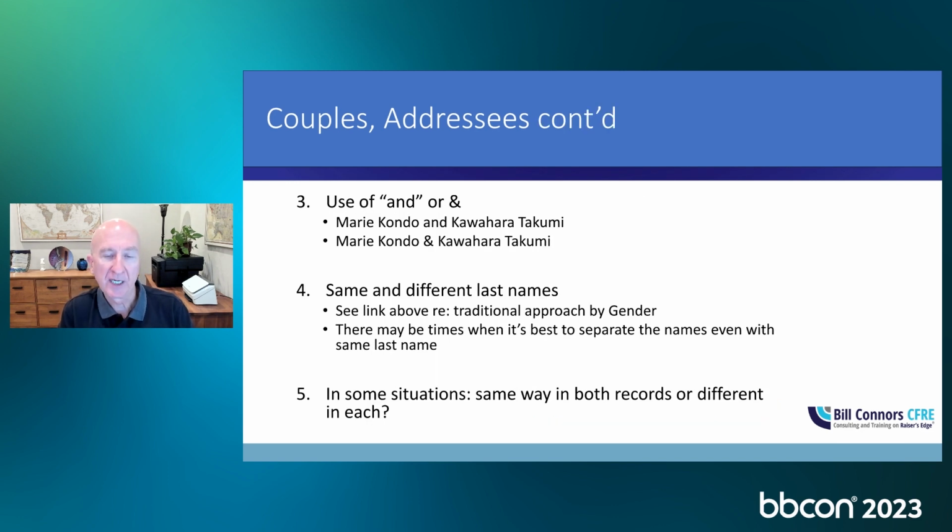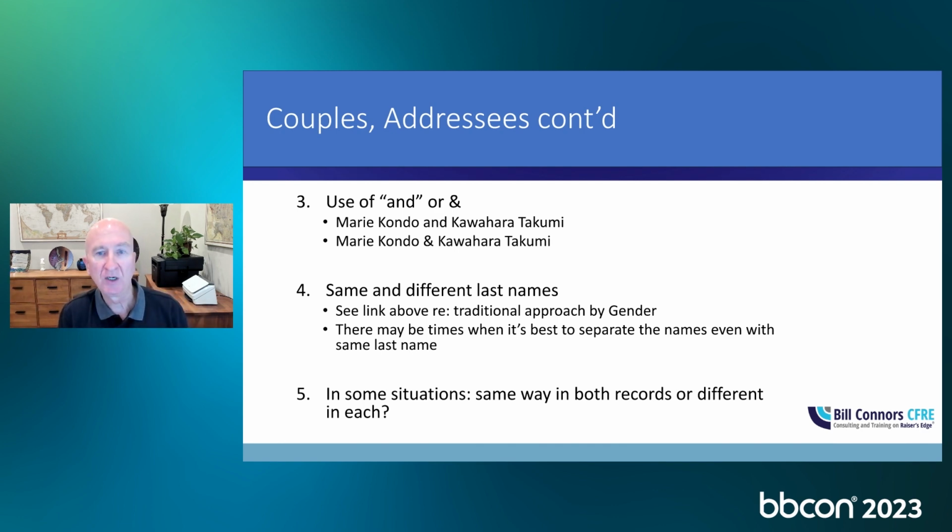Another thing to think about with couples is, are you going to use an ampersand or are you going to use the word and? Not a big deal. Make a decision, be consistent. And then you have to decide, well, what if the two people have different last names? So my partner, again, we're not married. He's of course kept his own last name. I've kept my last name. So what are you going to do for us?